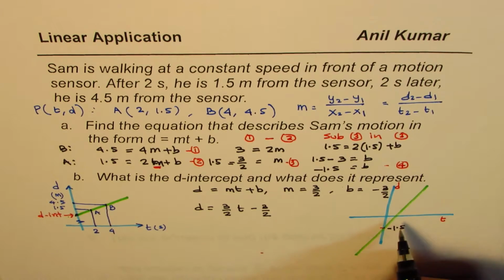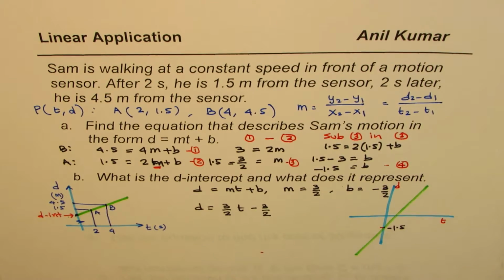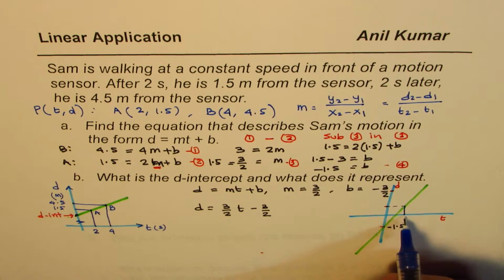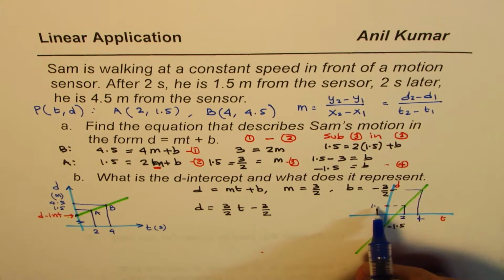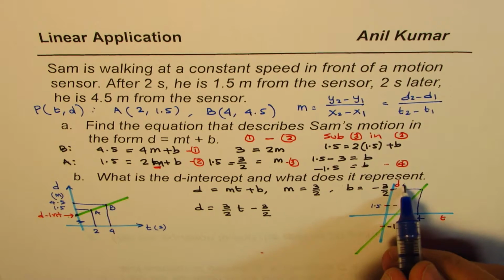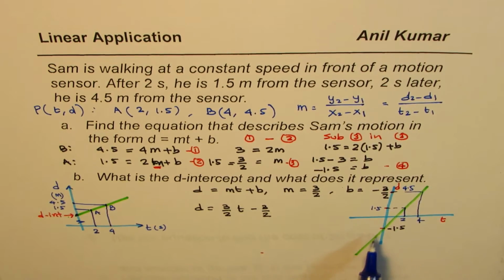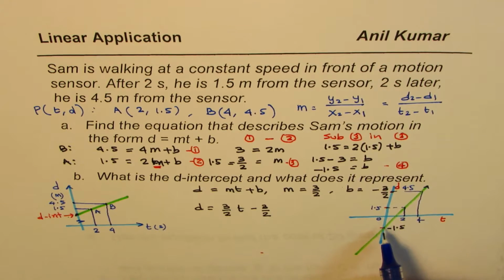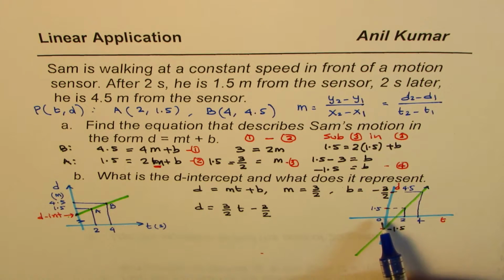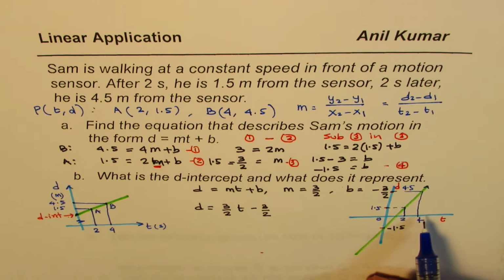Do you see that? Let's say this point is at 2, and then let's take this as 4. At 2 we have 1.5, and at 4 the distance is 4.5. Is that okay? So that is the scenario, and that's the diagram for you. Basically at 0 the person was on the other side of the sensor. It's moving in one direction, but that distance is supposed to be negative, on the left side of the sensor, and the person moves right. So that's the scenario for you.